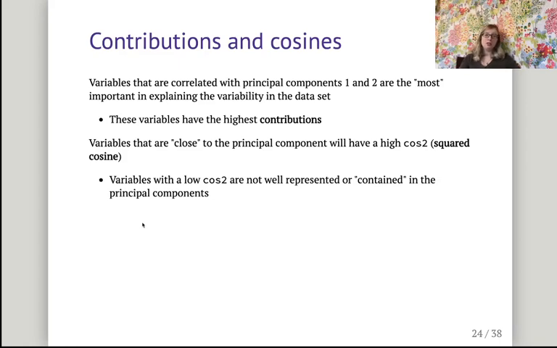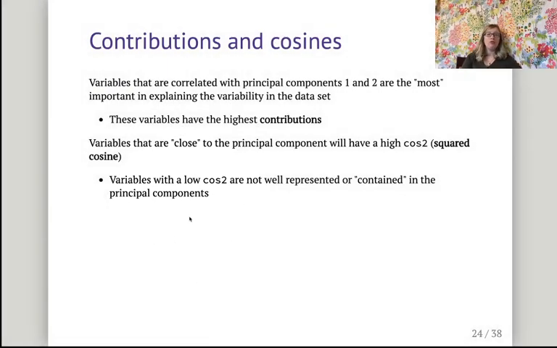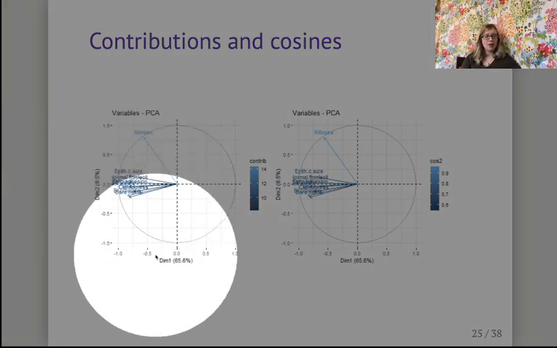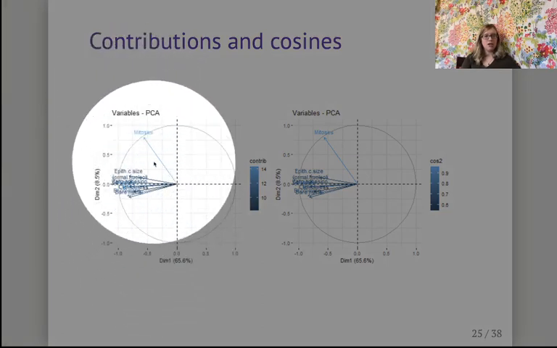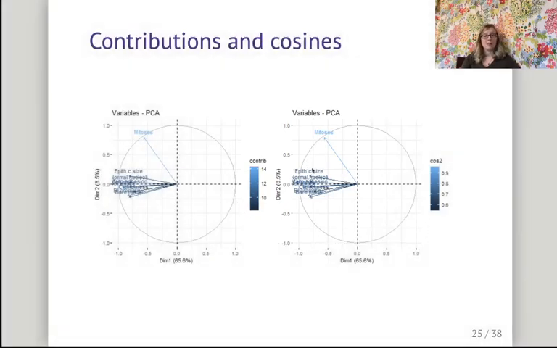Variables that are close to the principal component will also have what's called a high squared cosine. That's another way that we can represent these. Variables with a low cosine squared are not well represented, or you can think about it this way, they're not really well contained in those principal components. These measurements kind of go hand in hand. If you look at the variables that are strong in terms of the contribution versus variables that are strong in terms of the squared cosine, you get very much the same pattern. So you can use either one.